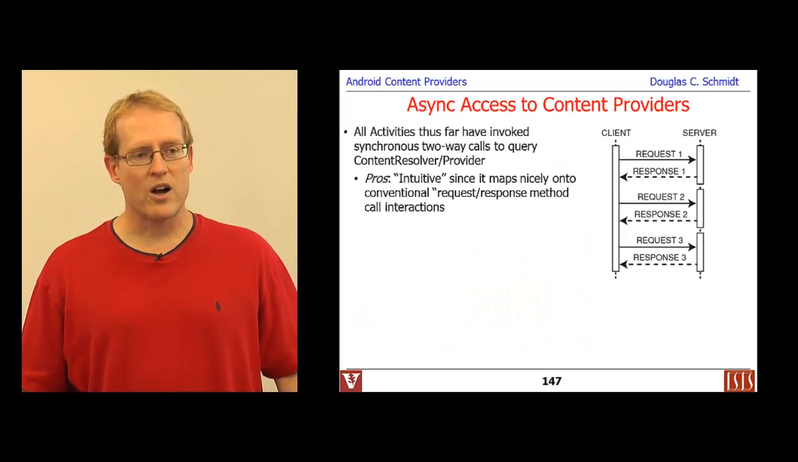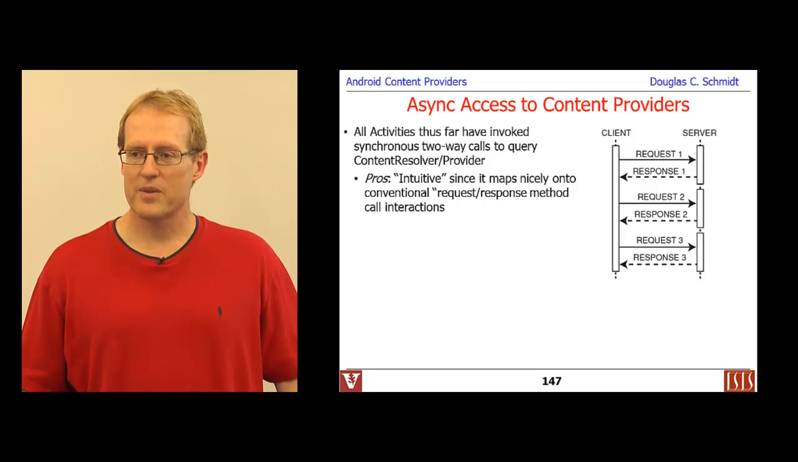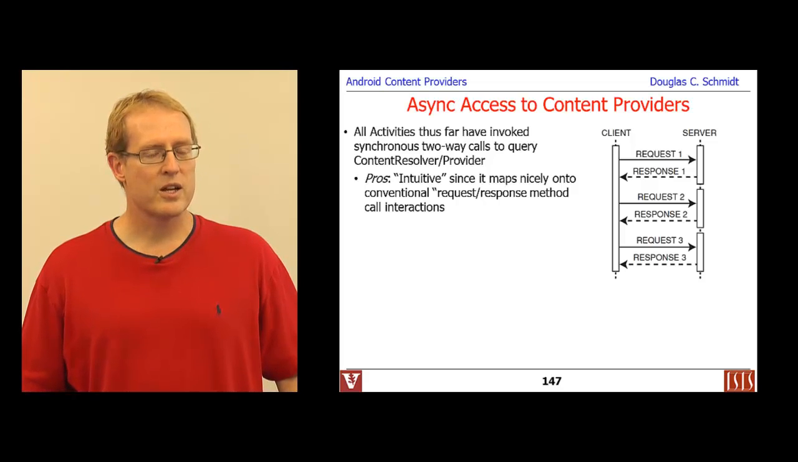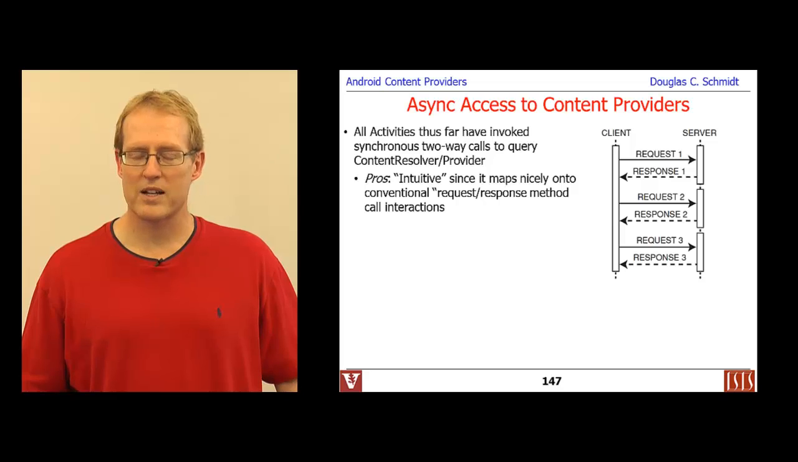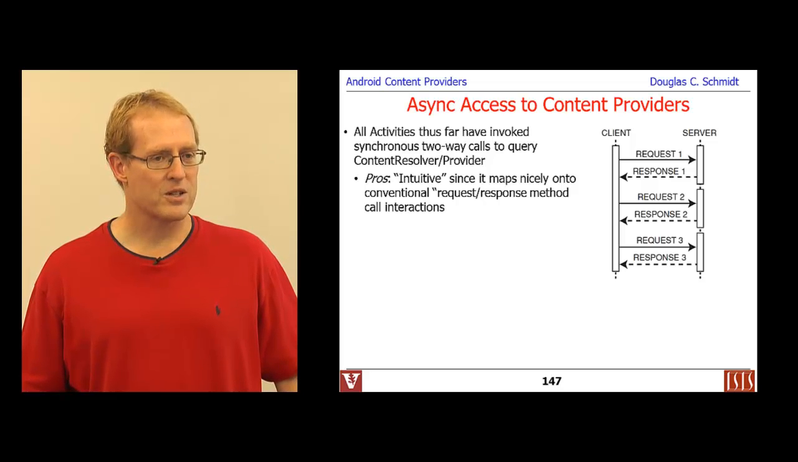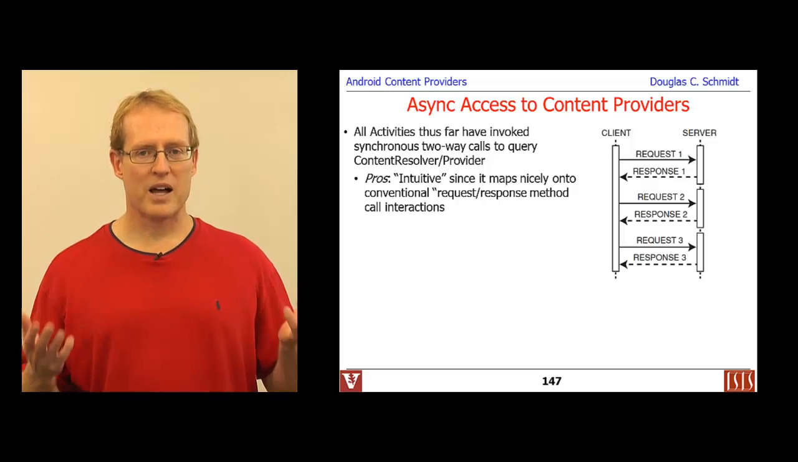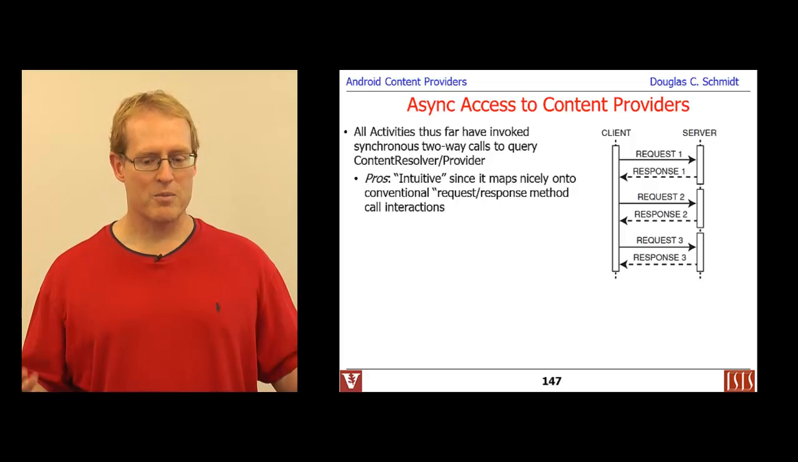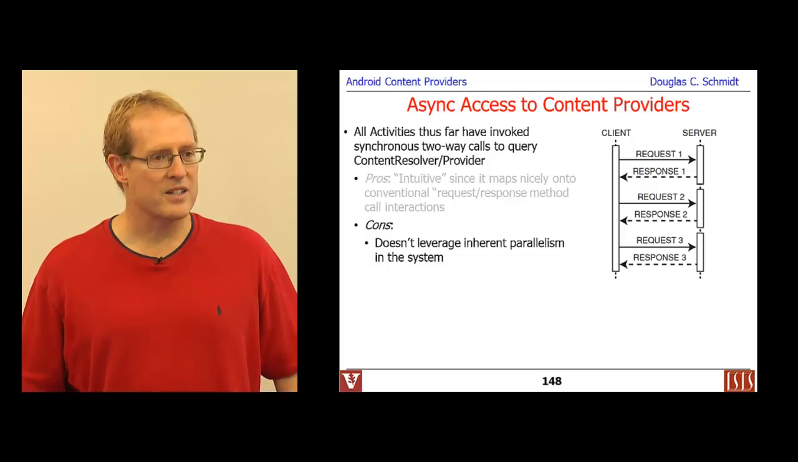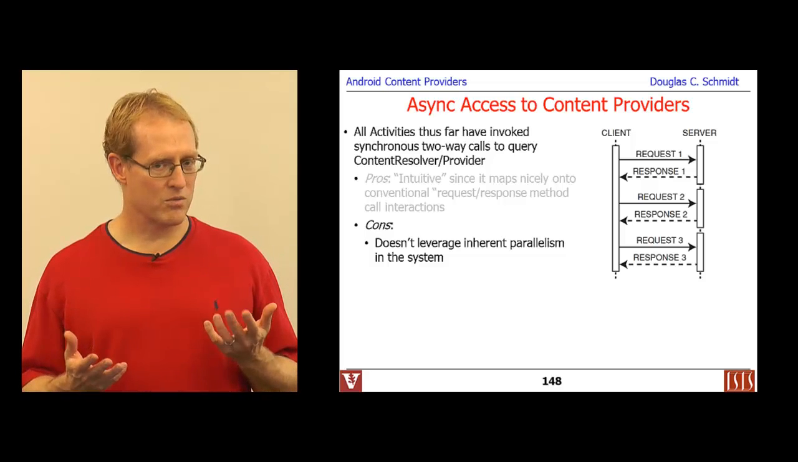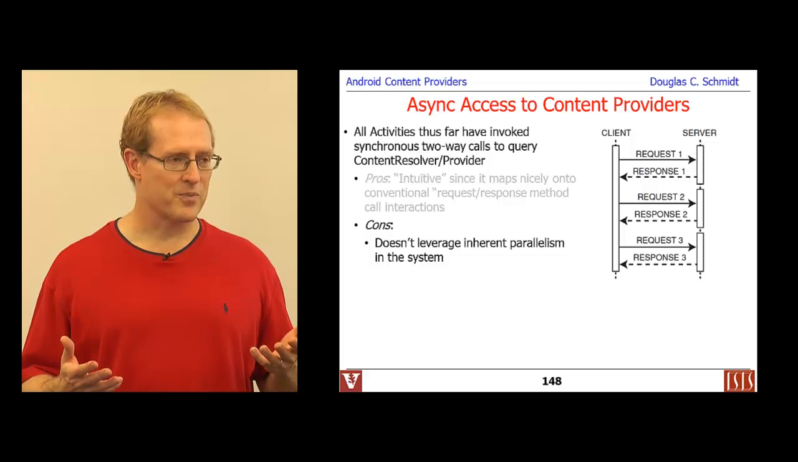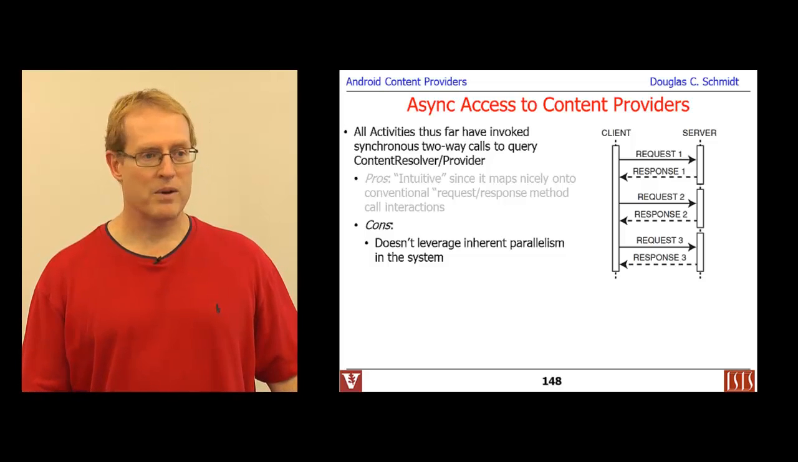So if you take a look at all the content providers that we've done so far, you've noticed that they've all done synchronous two-way communication. The pro of doing this is it's very intuitive. It follows the conventional request-response interaction patterns that we're all so familiar with. You make a method call, you block till the call is done, you get the result back, you keep going. The downsides are, number one, it doesn't really leverage the parallelism that's inherent on the platform. While you're blocked waiting for the call to finish, you can't be doing anything else, unless you have another thread, of course. But that thread is blocked.